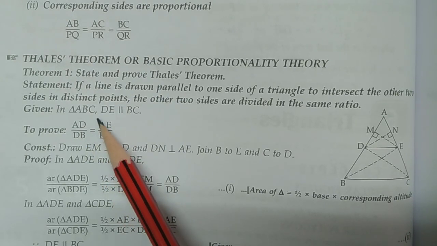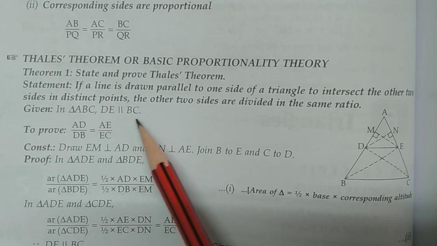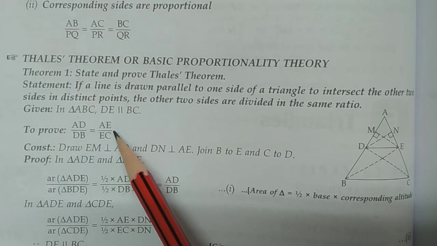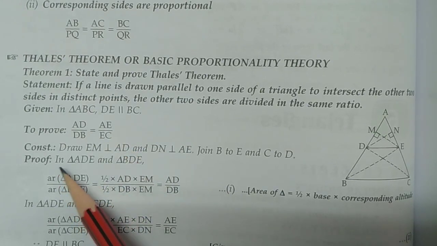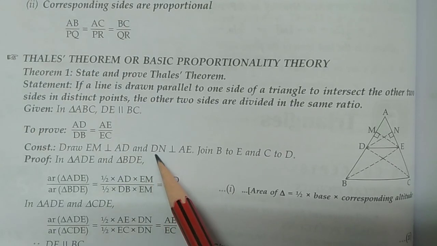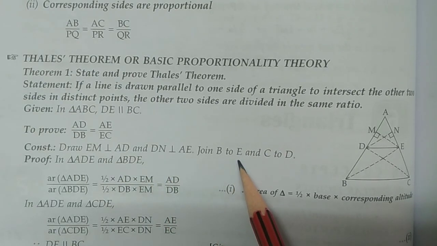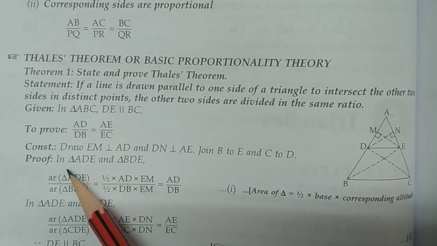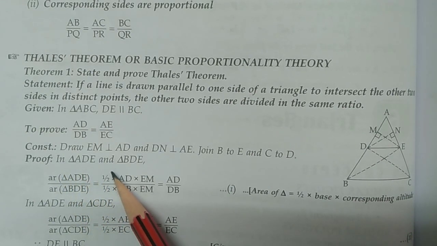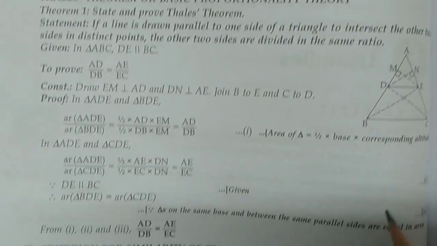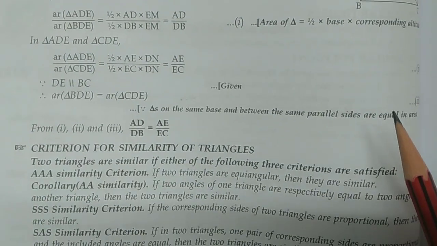with DE parallel to BC. You can see here BC. So to prove here, AD by DB equals AE by EC. Construction: draw EM perpendicular to AD and DN perpendicular to AE, and join B to E and C to D. To prove this, you have to consider triangle ADE and triangle BDE here.